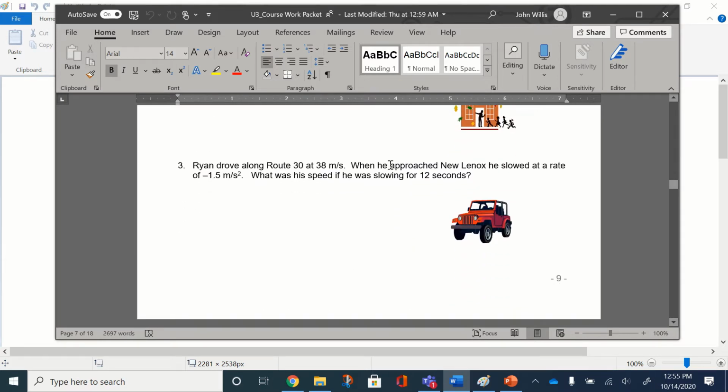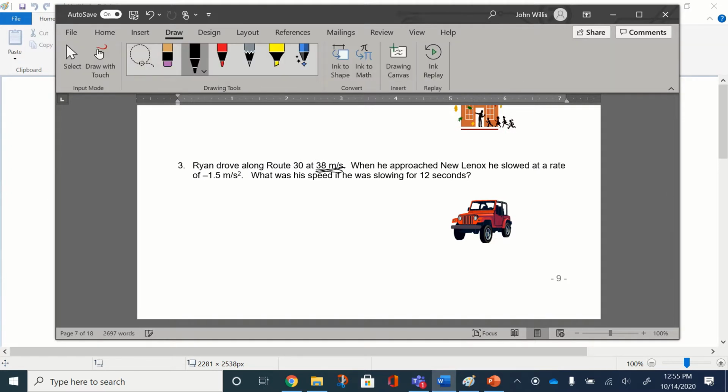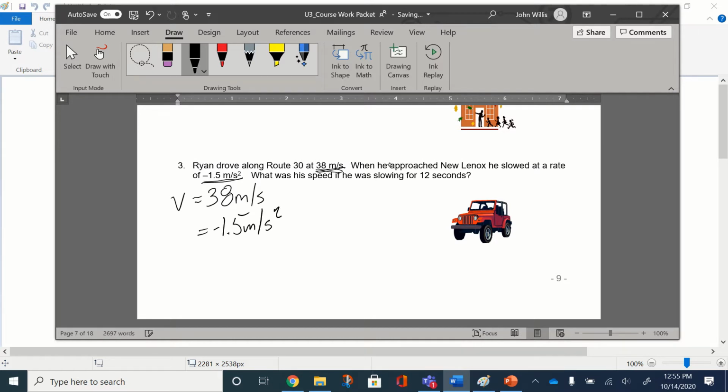So one of the first things I always like to do is make sure you guys are identifying your variables correctly. In this case, for number 3, we have a velocity of 38 meters per second. They slow down at this particular rate. Notice the units on that are meters per second squared, not meters per second. So that's how I know that this is an acceleration of negative 1.5. They're asking me for the other speed, the speed after this individual had been slowing for a while. And that tells me right off the bat my 38 meters per second was my initial speed. Then they give me a time of 12 seconds.